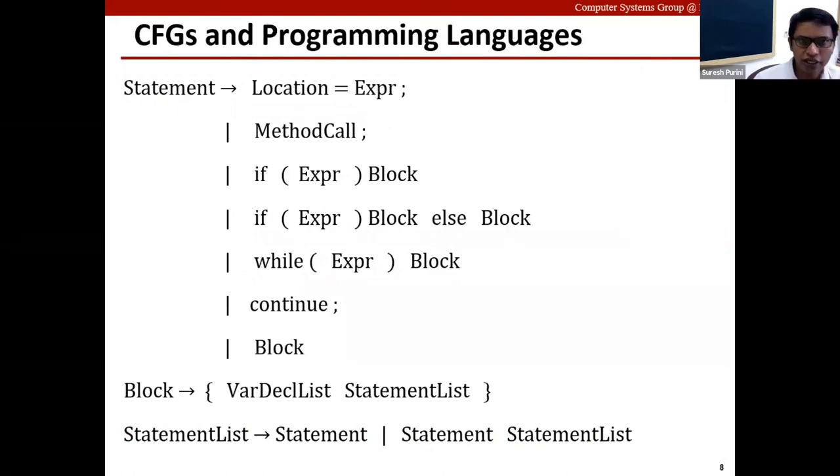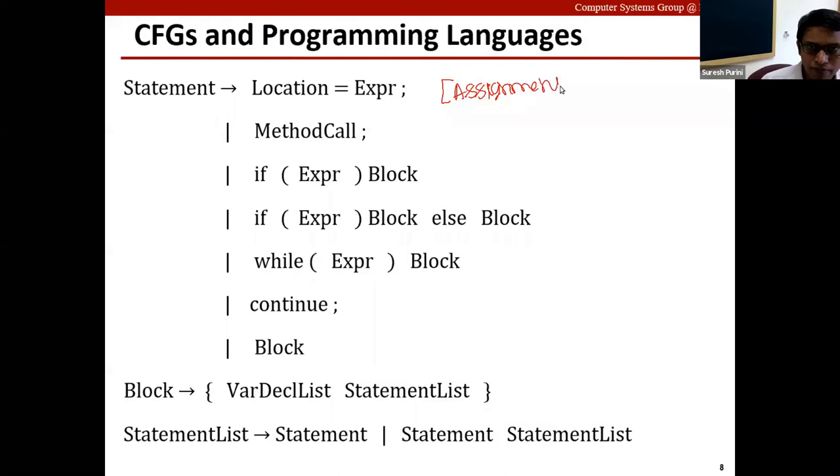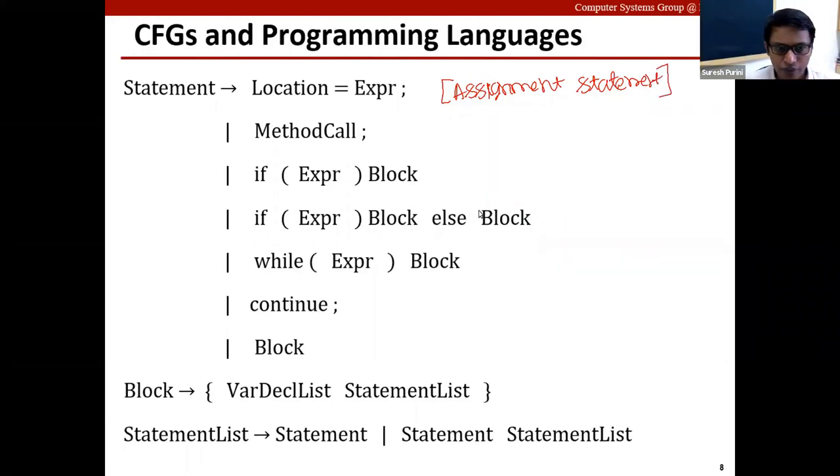Now let's see the grammar for a statement. A statement can be an assignment statement. What is the structure of an assignment statement? The LHS is a location, and the RHS is an expression. A statement can be an assignment statement, or a method call, or an if statement, or an if-then-else statement, or a while statement, or a continue statement, or a break statement, or it can simply be a block also.